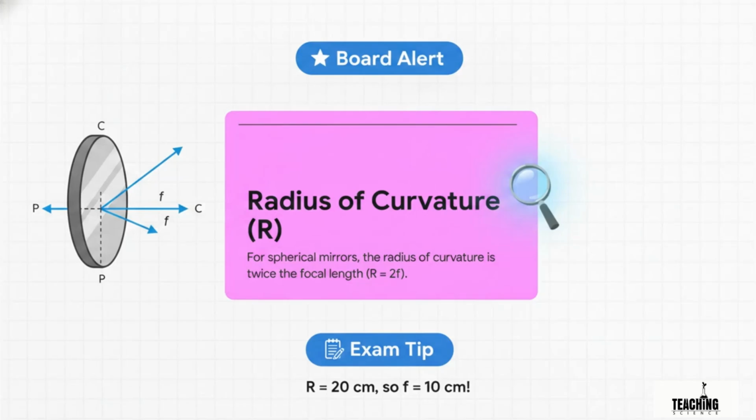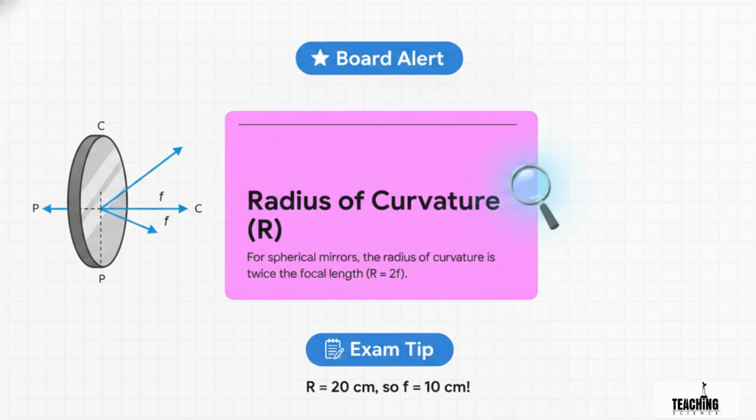Now, before we start drawing any diagrams, we really need to know a super important mathematical relationship. The distance from the pole of the mirror to the principal focus is the focal length, and we represent that with a small f. The distance to the center of the sphere the mirror was basically cut from is the radius of curvature, or R. For the spherical mirrors we study, the radius of curvature is exactly twice the focal length, so R equals 2f.